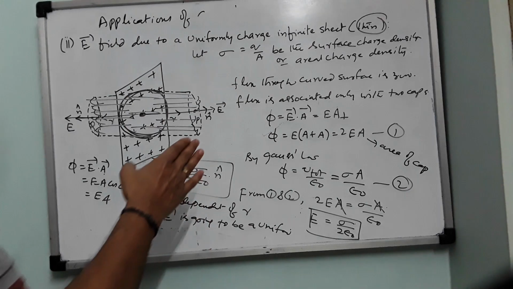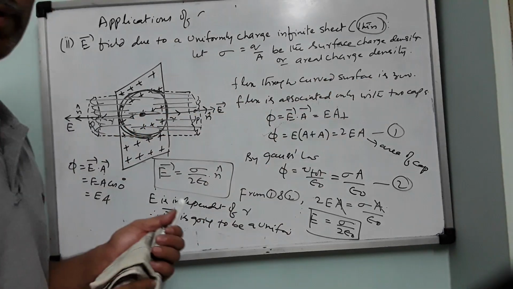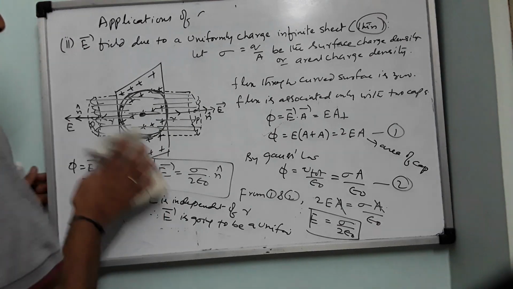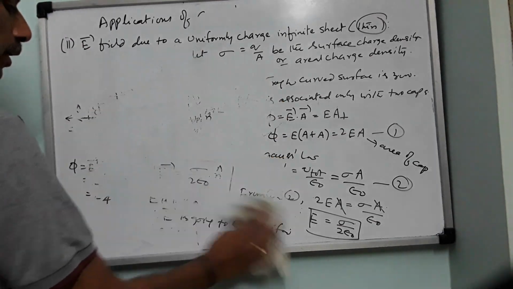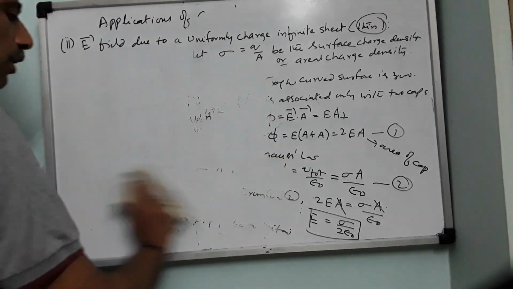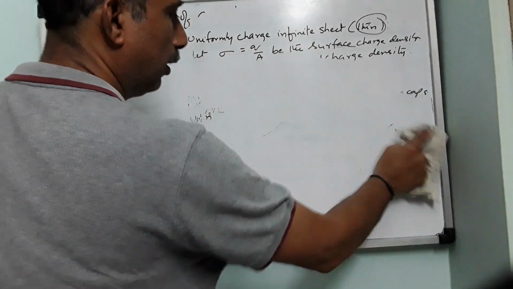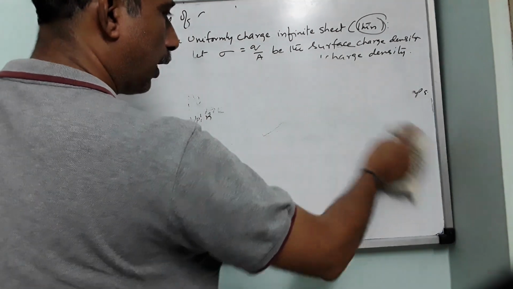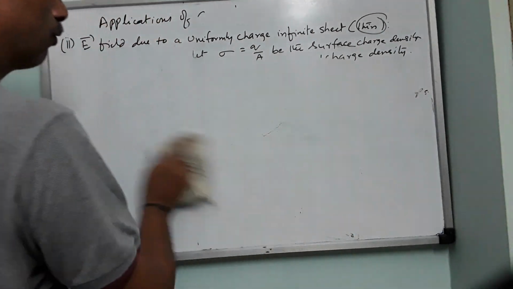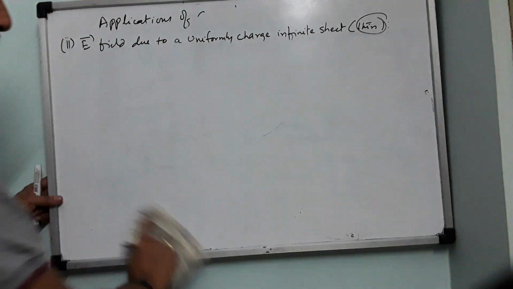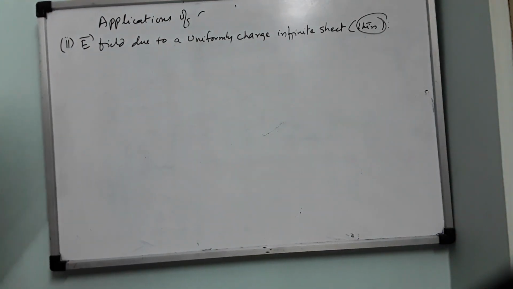So whether the point P is very close to the sheet or far away from the sheet, the electric field will remain the same. Remember, this is one of the important concepts: a uniformly charged thin sheet will produce a uniform electric field. Two such oppositely charged sheets we are going to combine to make what is known as a capacitor. That we will discuss in the next chapter.